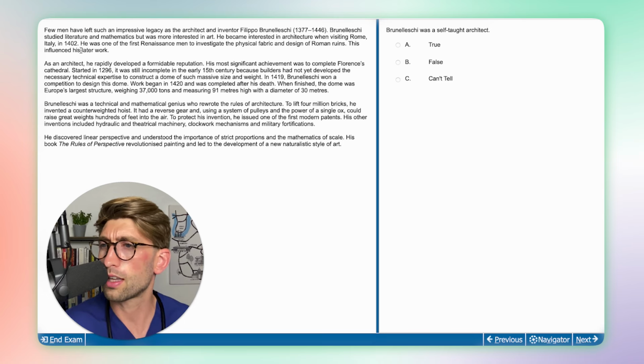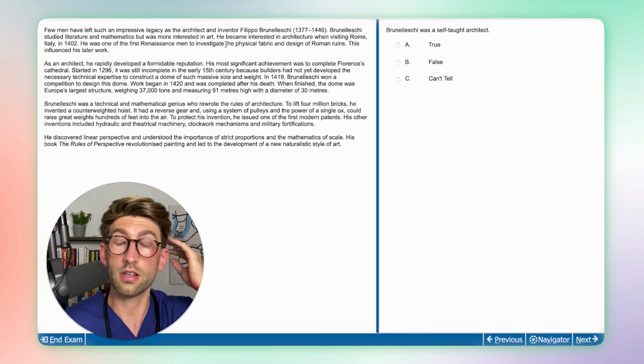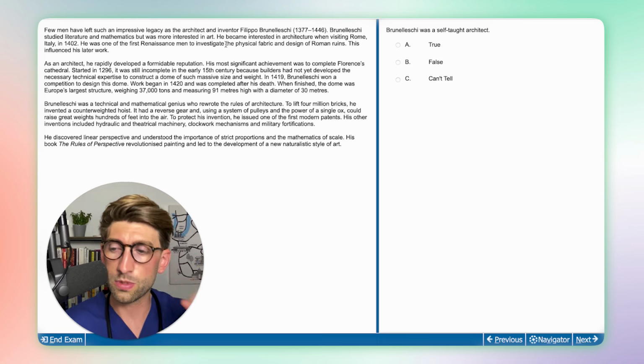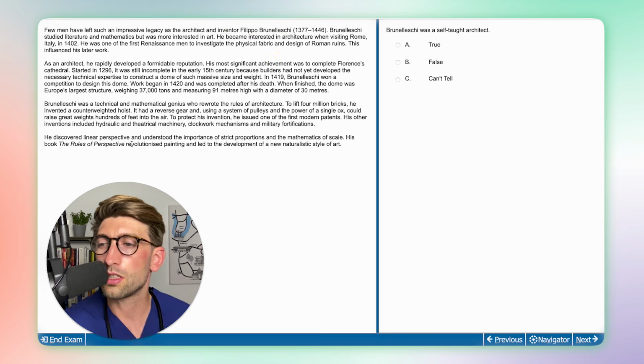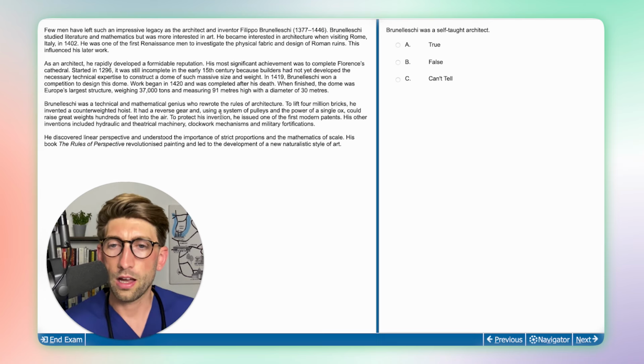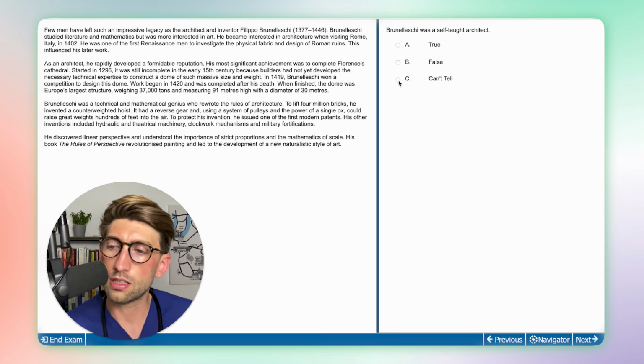He became interested in architecture. So it doesn't imply that he was studied, that he was mentored. And it talks about him studying other stuff, but becoming interested is not studying, and does not imply mentorship. But then it also doesn't mention anything about him teaching himself. So I would say can't tell. It's not said for sure. So I'm going to guess can't tell here.